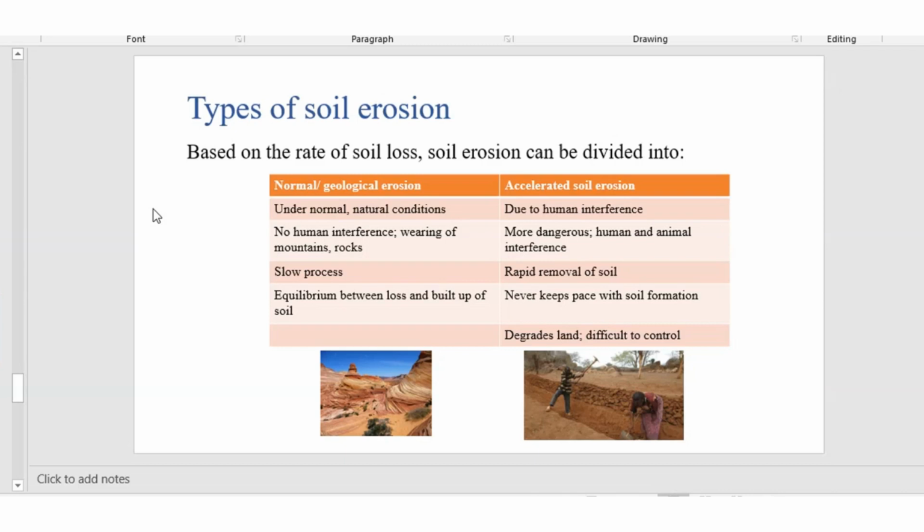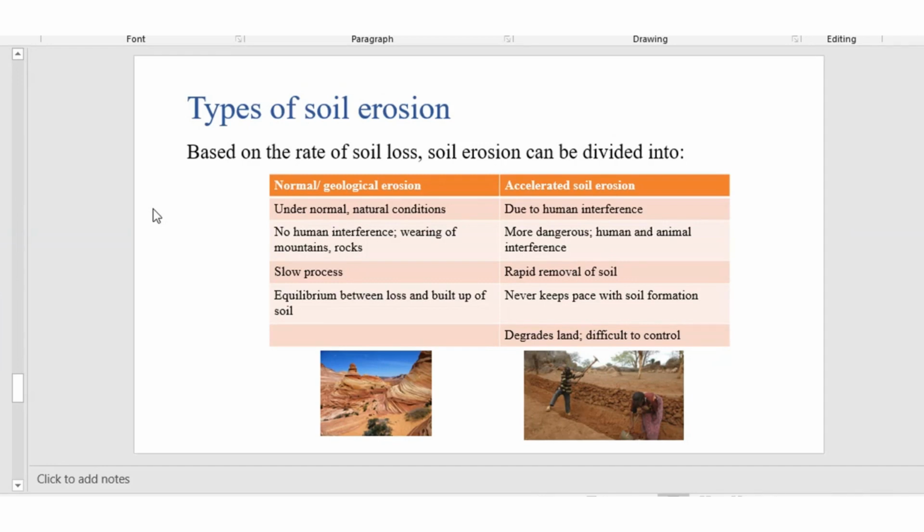It's not excessively dangerous for the environment. So it's a slow process, it's not rapid, unlike accelerated soil erosion, whose speed is higher, as the name suggests, because it is induced by human interference. Human activities are responsible for this kind of soil erosion. Not only is it more dangerous, it's more harmful as it's rapid. The speed is very fast.